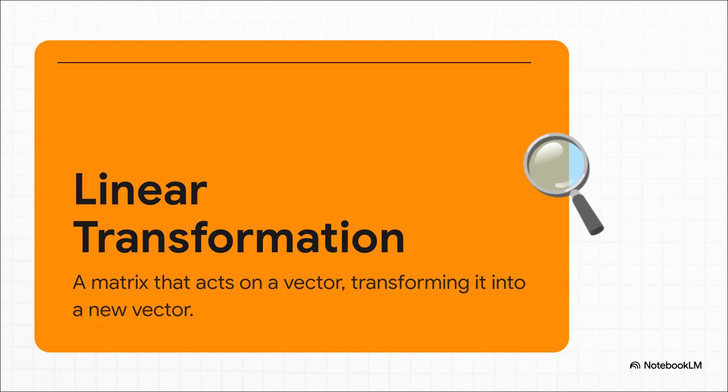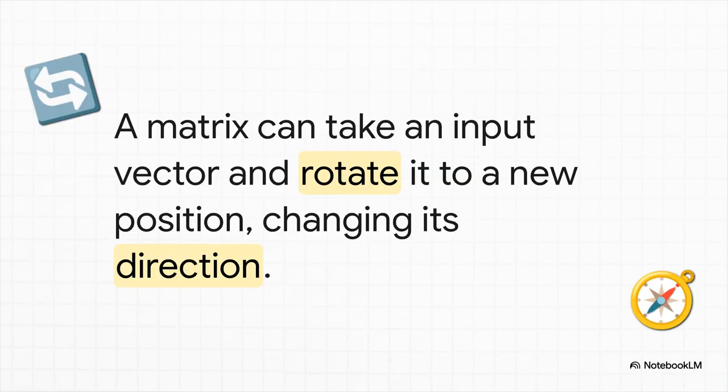It takes a vector you feed into it, does something to it. Maybe it stretches it, or squishes it, or spins it around, and then it spits out a brand new, totally transformed vector. This whole process, it's called a linear transformation. Let's look at a few things this machine can do. First on the list is rotation. A matrix can literally grab our vector and just swing it around to a completely new position. Its length might not change, but its direction is now totally different.